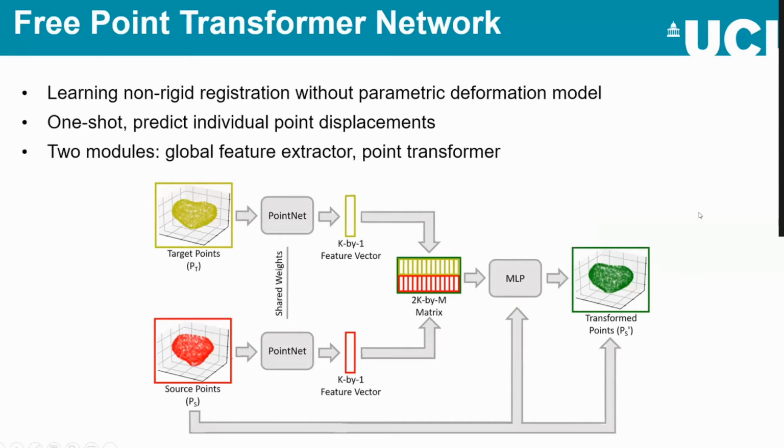So what we came up with was what we've called the free point transformer network. As I said, it's a learning-based method which computes non-rigid registrations and doesn't require any explicit parametric deformation model like a thin plate spline or a rotation matrix or anything like that. Given its one-shot nature, we get away from that iterative optimization process as we just directly predict the point displacements. And so we have two modules. The first one leverages something that's become quite famous in point cloud representation and embedding, called PointNet, which you can see over here.